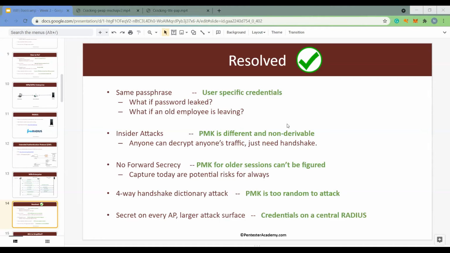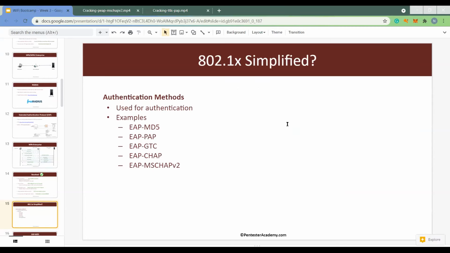Okay. Great. So we can move to the next slide then. Okay. Cool.